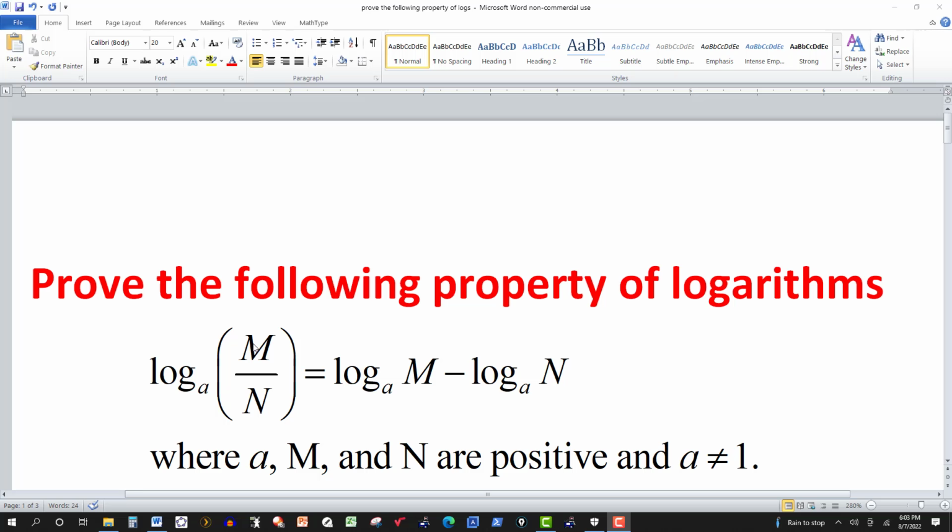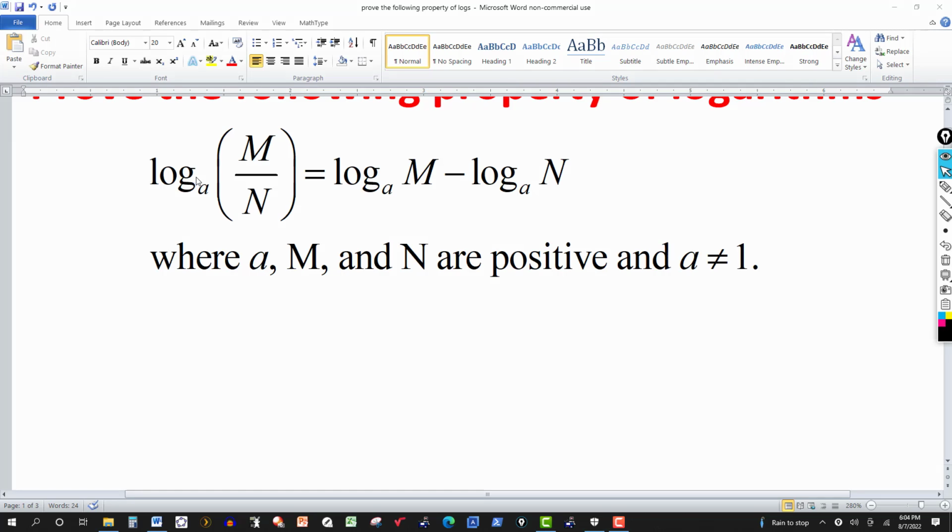In this video, we want to prove the following property of logarithms, and you'll be using the definition of log along with properties of exponents. If you want to try this, go ahead and pause the video. Otherwise, I'll proceed here. This is what we want to show.